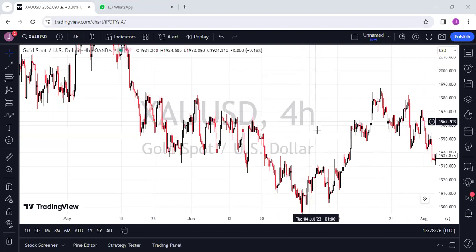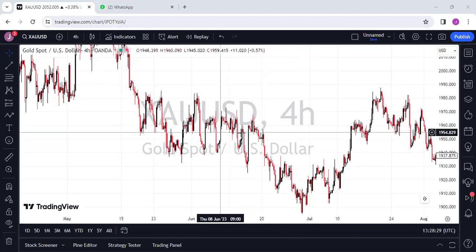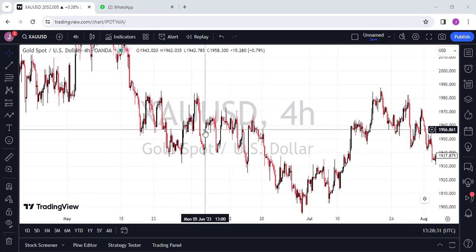All these 4 types of market structures are continuous in nature. That means they show that the market is going to continue in that very specified direction.